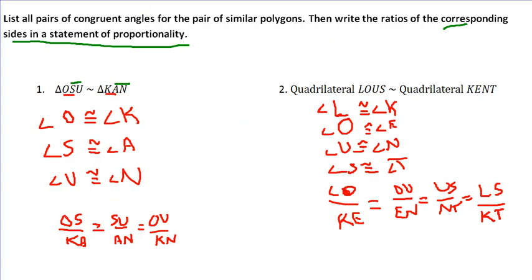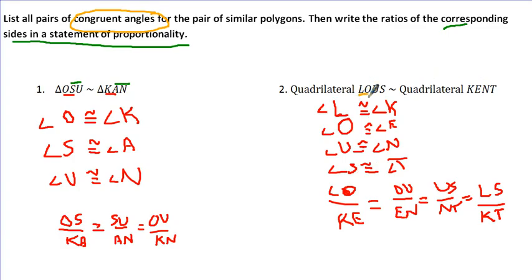Those are the corresponding sides in a proportionality statement. The congruent angles being listed, that's the same way we did when we did congruent polygons, congruent shapes. The angles still must be congruent. So O and K are in the first slot, they must be congruent. S and A, U and N must each be congruent. Same thing works here with a quadrilateral, except now we have 4 sets. L to K, O to E, U to N, and S to T, straight across.